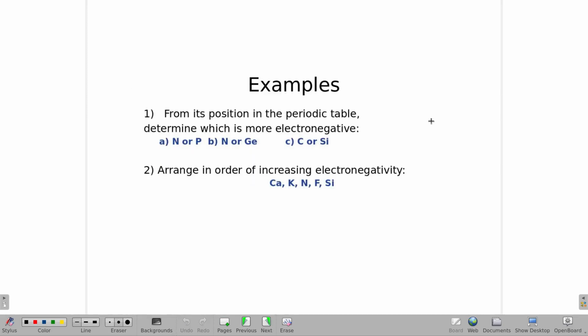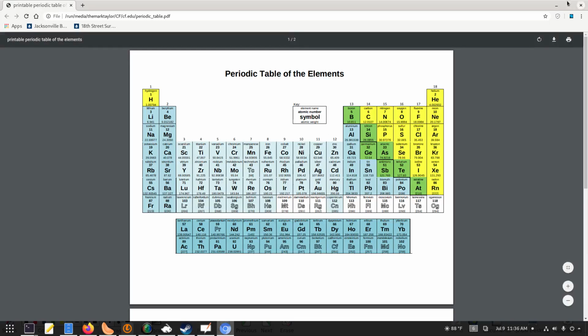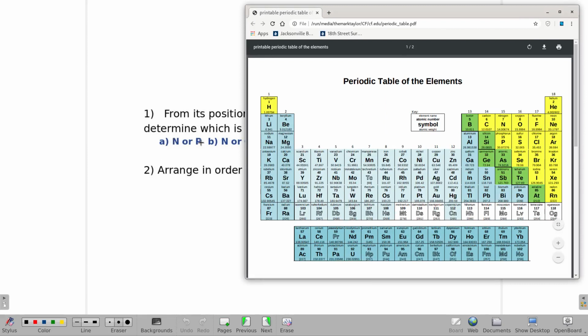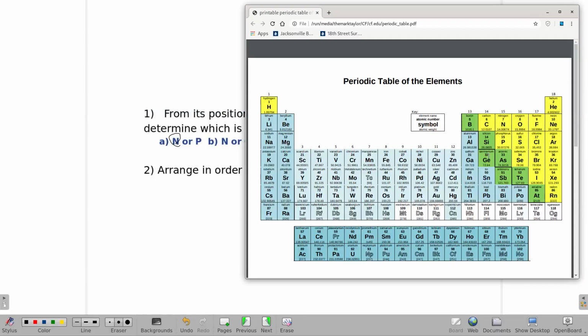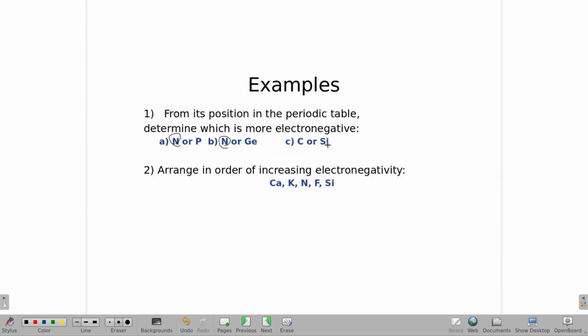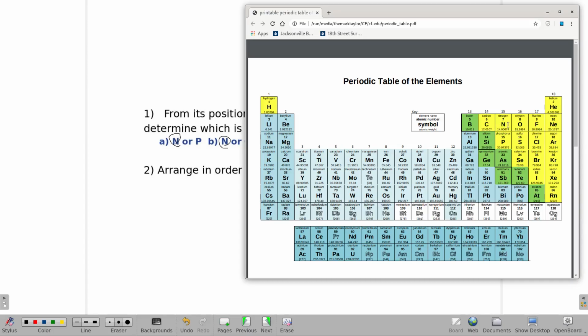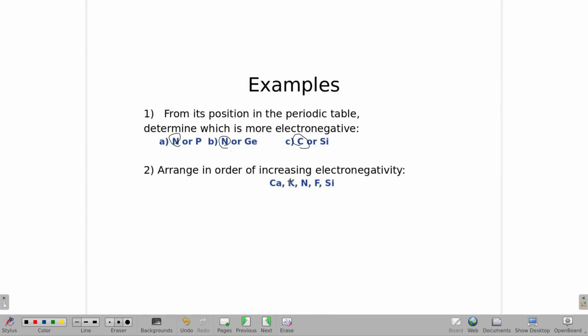Okay, let's see if we can actually rank this based on just the periodic table. So I'm going to bring up the periodic table here so we have it right next to it. Nitrogen and phosphorus. Between these two, which would be more electronegative? Well, the trend always goes up and to the right, so nitrogen. And then how about nitrogen or germanium? Germanium, which is down here. Still nitrogen, right? And then carbon or silicon. Got to be carbon, right? Yeah.